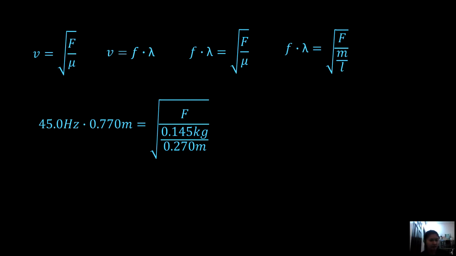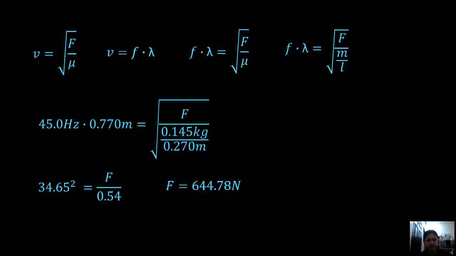So the mass is 0.145 kilograms divided by the length, which is 0.270 meters. And isolating the force or the tension in this formula, we would get 644.78 newtons. So I just skipped to the algebra part. I actually just squared the formula on the right hand side to get rid of the square root, and in return you also have to square the formula on the left hand side, and isolating F, we would get 644.78 newtons.